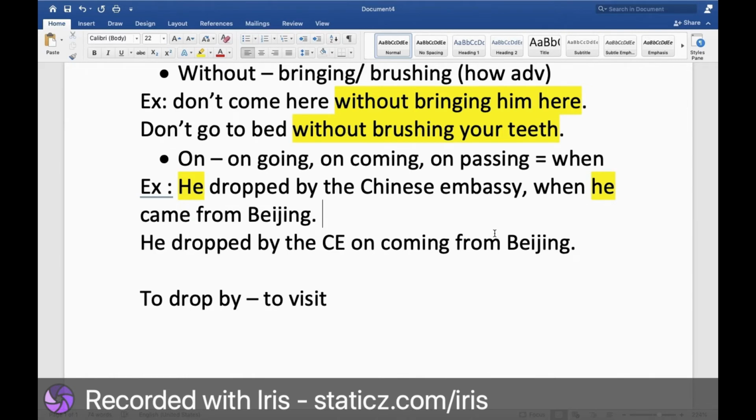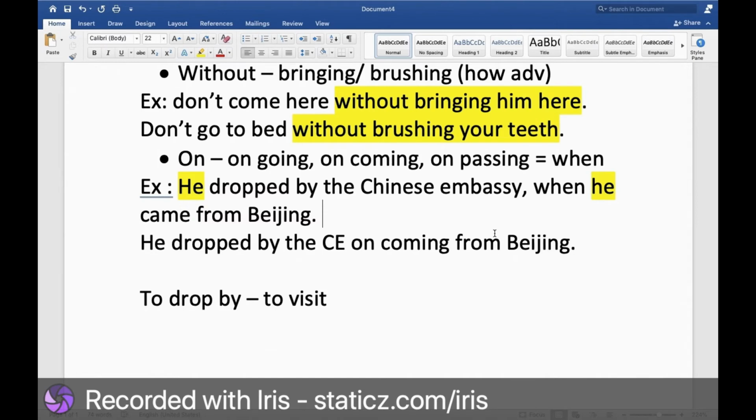Like "as," "while." Actually, you can, but mostly it's for "when." So in the book, it says that you can change "when" with "on." But obviously, if there are synonyms like "as," "while," "when," they're all pretty much the same. So which means you can actually do it. So if the subjects are the same, you can do the same thing. So you can use "on" in front of them.